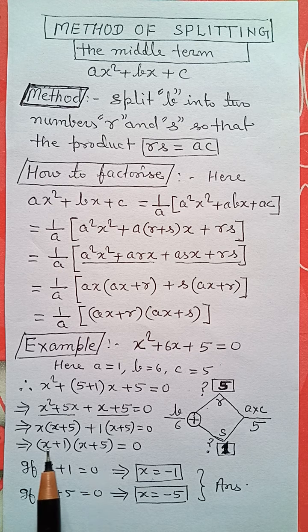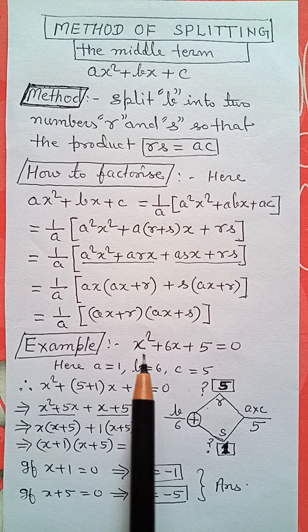Now, the product of two numbers x plus 1 and x plus 5 is 0. That means at least one of them is 0. That means if x plus 1 is 0, then it gives us x is equal to minus 1, solving this linear equation in single variable. Similarly here, if the second factor x plus 5 is 0, this gives us x is equal to minus 5. Hence, x is equal to minus 1 and x is equal to minus 5 are solutions or roots of this quadratic equation.